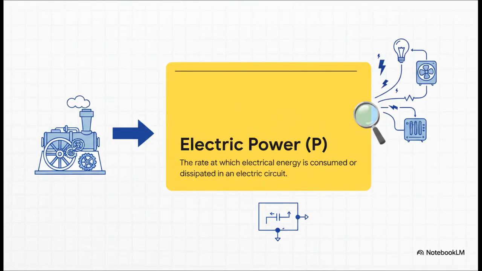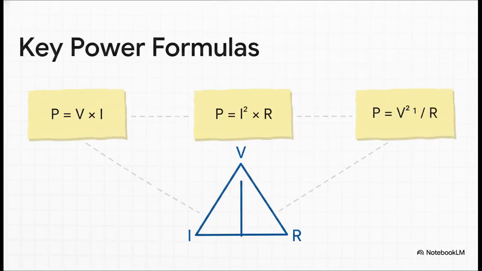Next up is power. It's just the rate at which electrical energy gets used up in a circuit. And for power, you've got three key formulas. You just pick the one that fits what you already know.